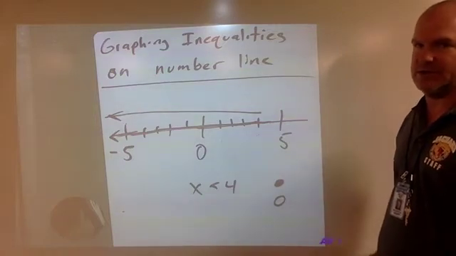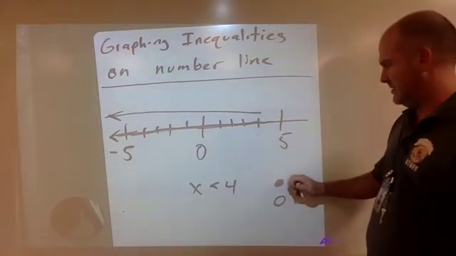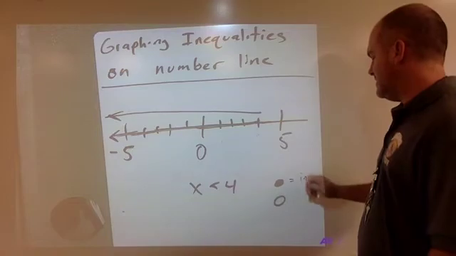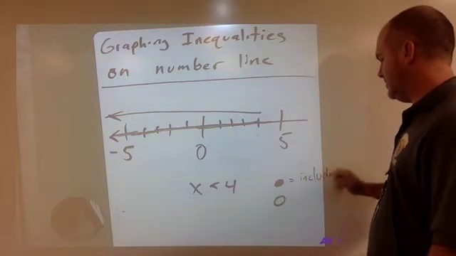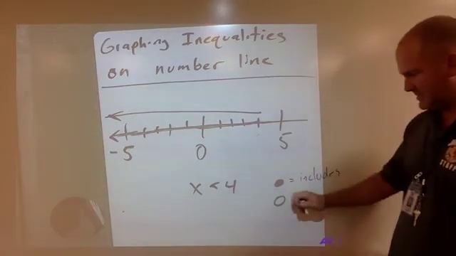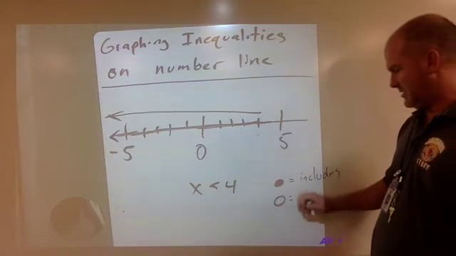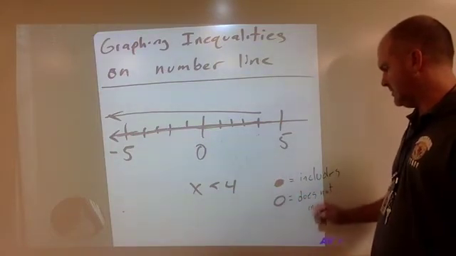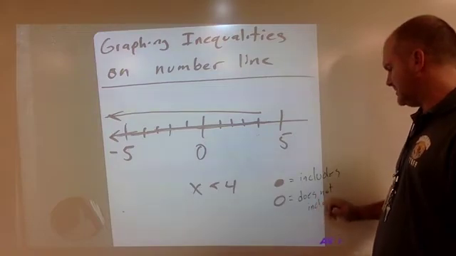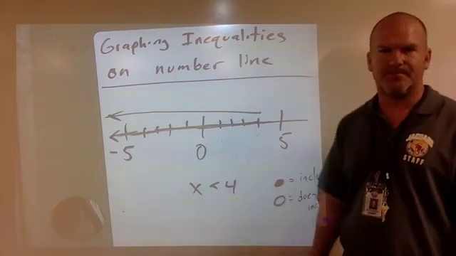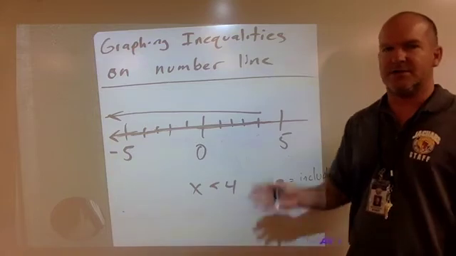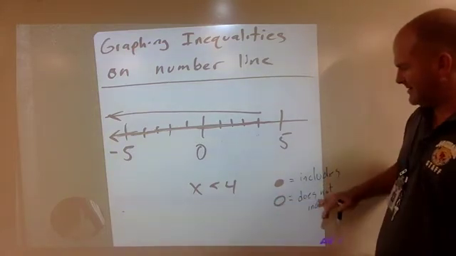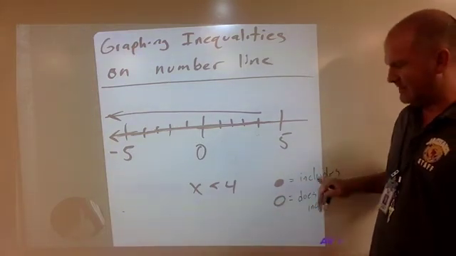So how do you know which one it is? This is how you know. If it's a dot, it includes that number. If it's a circle, it does not include that number. So our answer is less than 4. Not less than or equal to, less than. That means we cannot include 4.